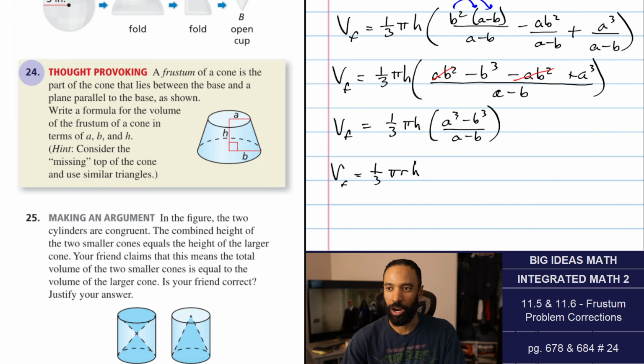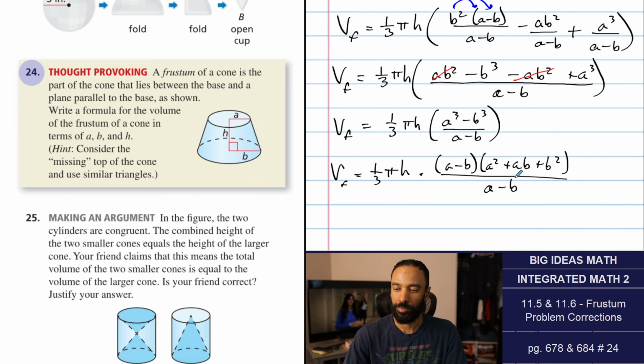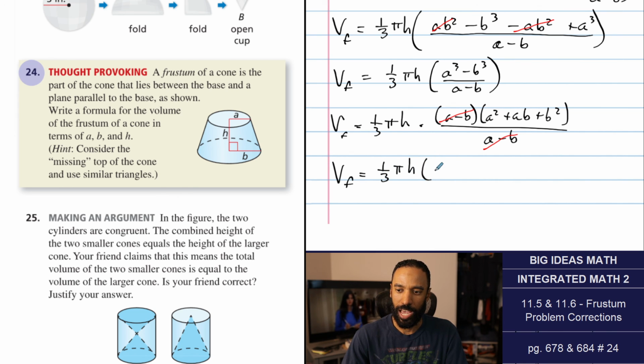Oh, not pi rh, just pi h. There's no r. The radii are a and b. Pi times h times, so a cubed minus b cubed factors into a minus b times a squared plus ab plus b squared. And on the denominator, I have a minus b. And the a minus b's cancel. They divide out there. So ultimately, for the volume of this frustum, in terms of a, b, and h, you are left with 1/3 pi times the height times a squared plus ab plus b squared. And that should be the answer there.